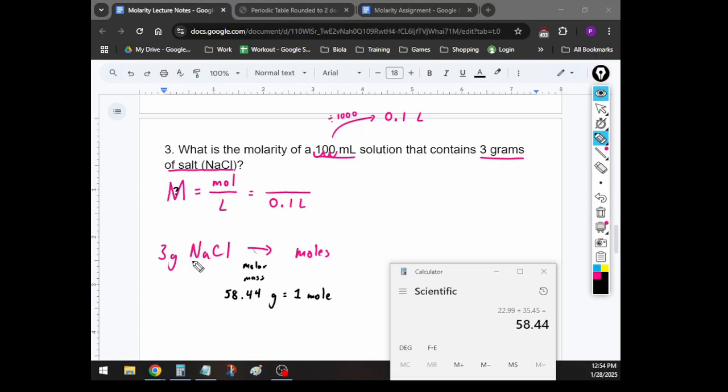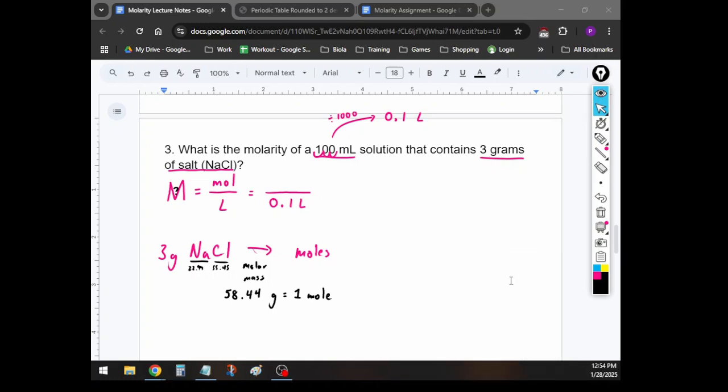Okay, so NaCl, this one is 22.99. Cl is 35.45, and we add them together to get 58.44. Grams means nothing, basically. No, it matters. We're not done with it yet. Yeah, we have to use it to turn it into moles. To get the NaCl itself, basically.